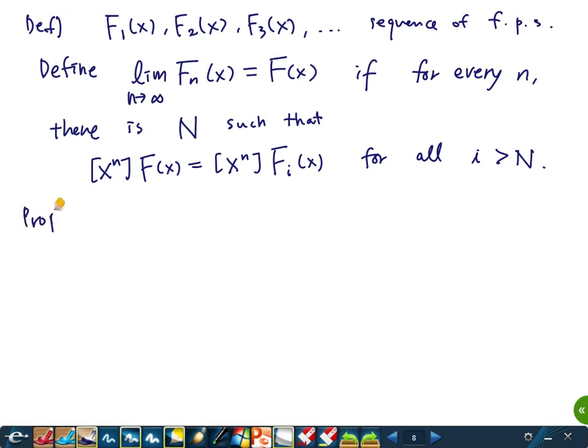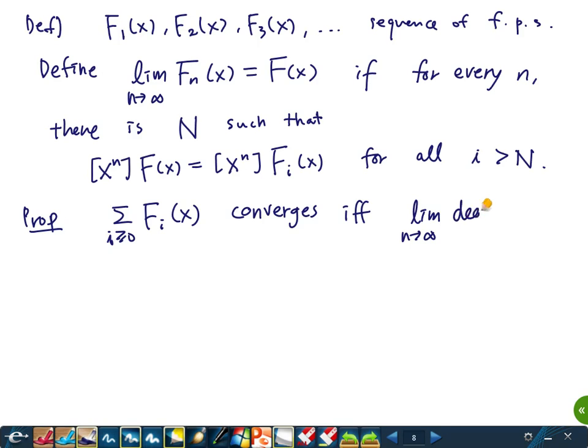Actually, there is a very simple criterion for this limit to exist. So this is an infinite series of formal power series, sum of f_i for i greater than or equal to 0. This may not exist, but this converges, converges means it has the limit, if and only if the limit as n goes to infinity of the degree of f_n is infinity.